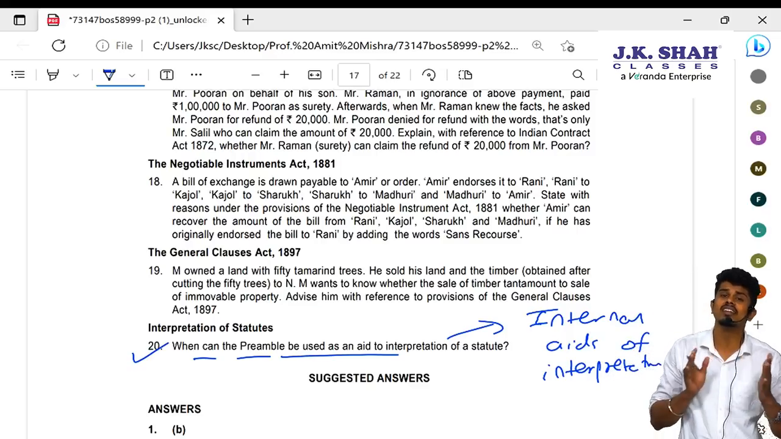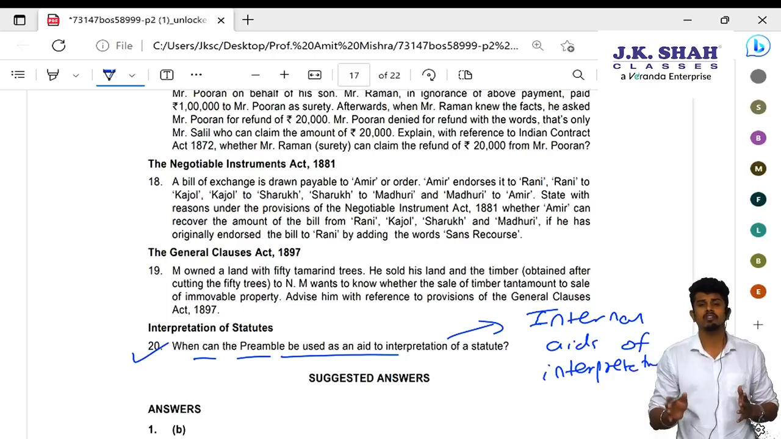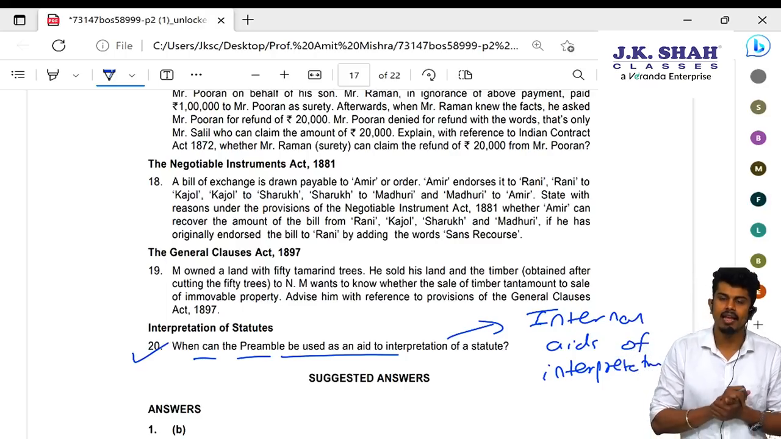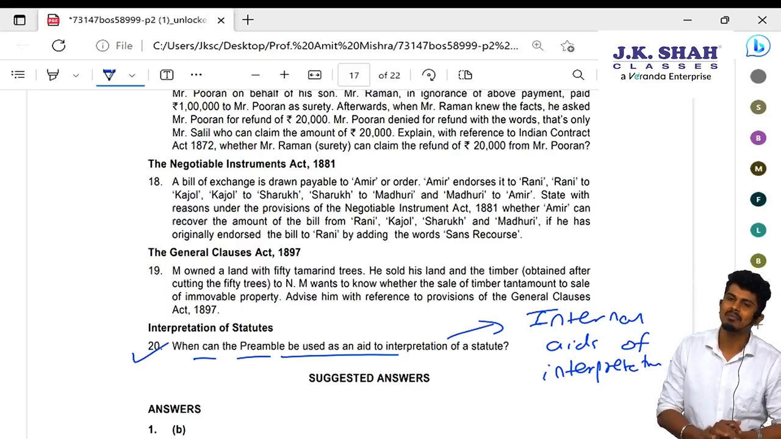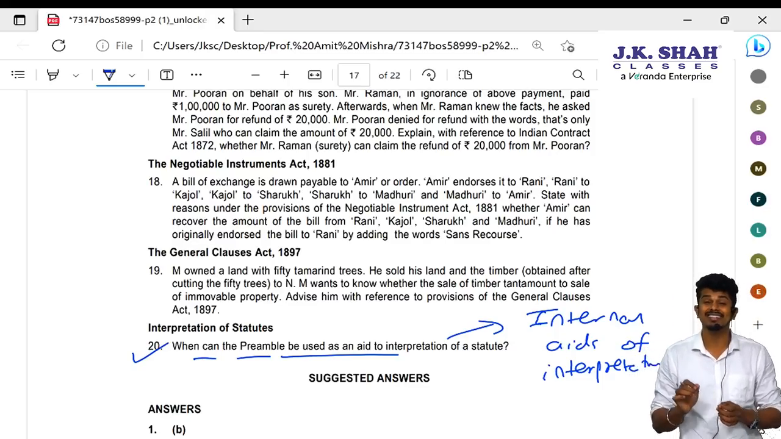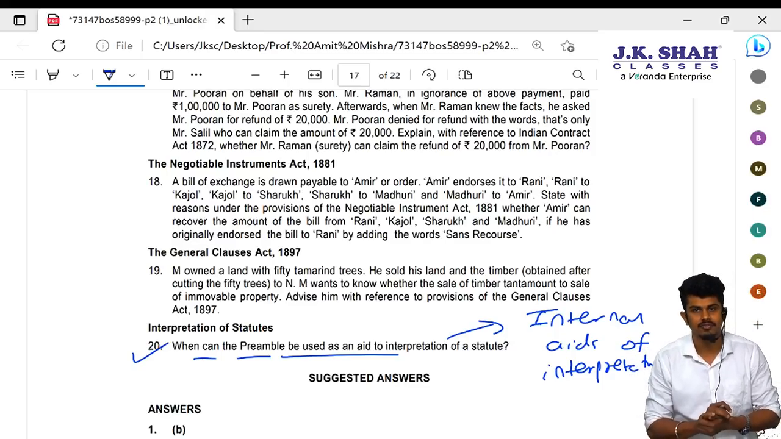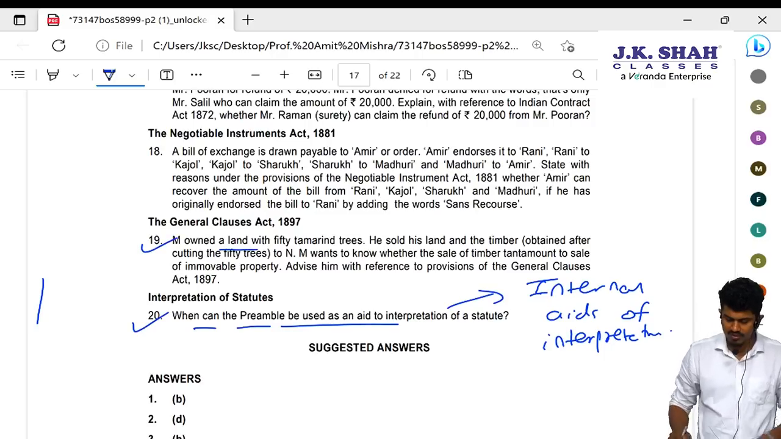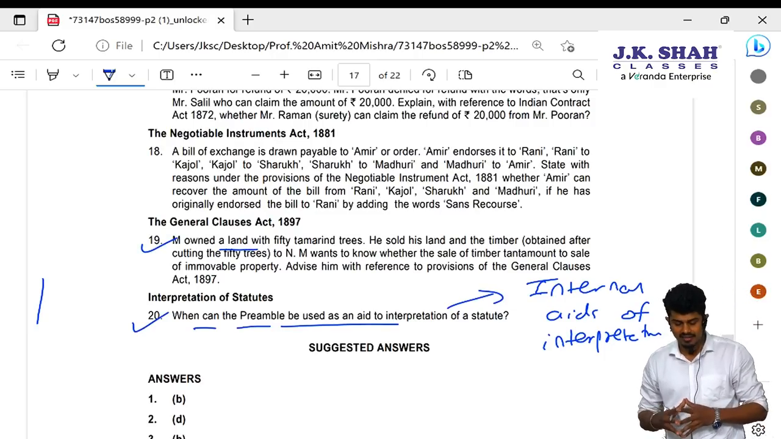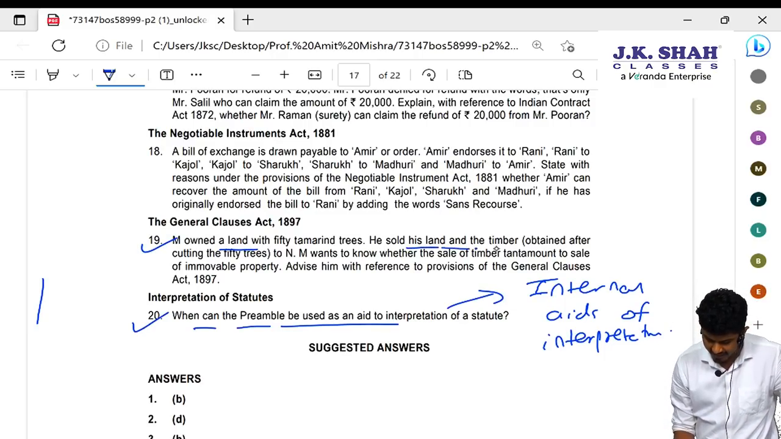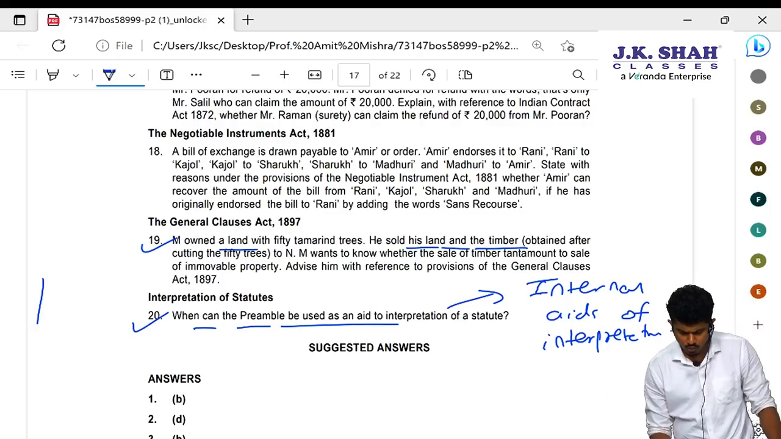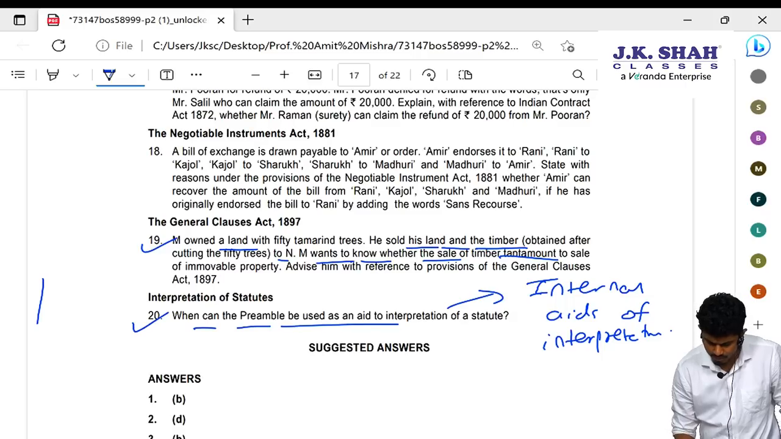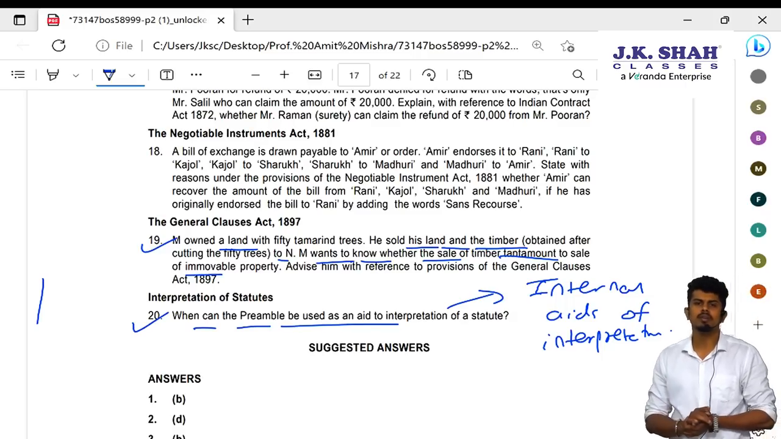Preamble never overrides the act. If there is conflict between preamble and act, then the act will always prevail. Correct? And preamble is only used when the act is ambiguous or if there is anything confusing in the act itself. Correct? Now, for General Clauses Act, M owned a land with 50 tamarind trees. He sold his land and the timber to N. M wants to know whether the sale of timber tantamount to sale of immovable property.